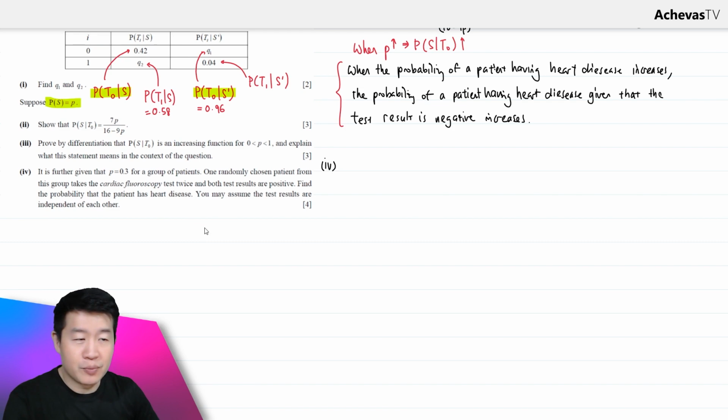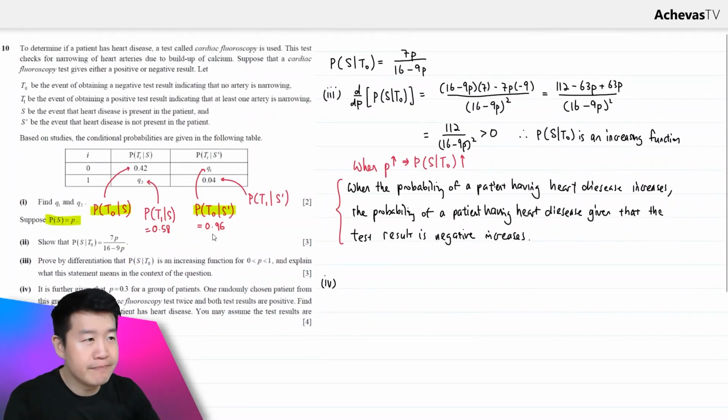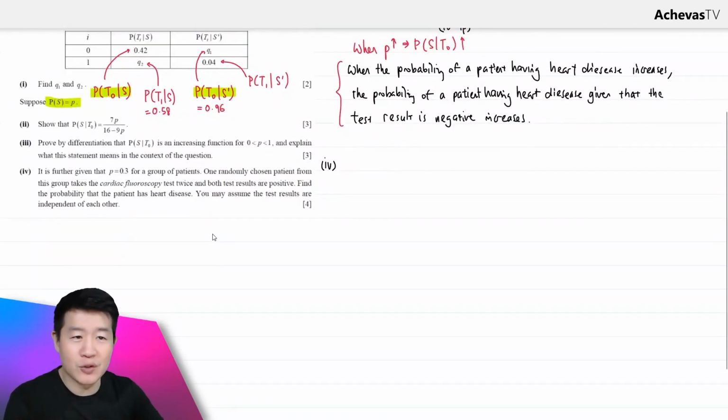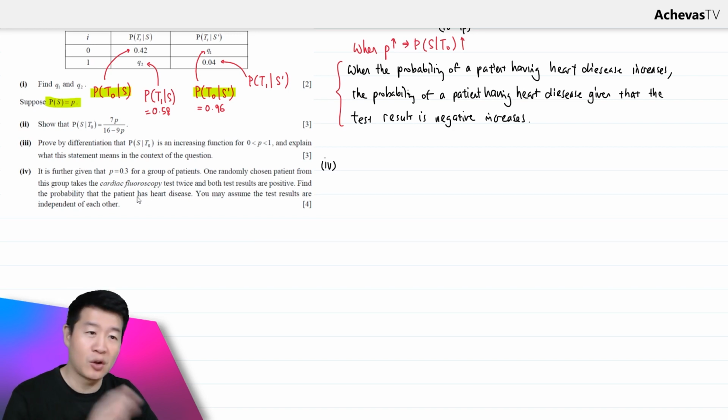And for part 4, now p is equal to 0.3. The patient is now going to go through 2 tests. Given that the patient is tested positive twice, I want to find the probability that this patient has heart disease. We are talking again about conditional probability. It's just that now the patient is going to go through the test procedure twice, and twice we are going to be getting a positive.